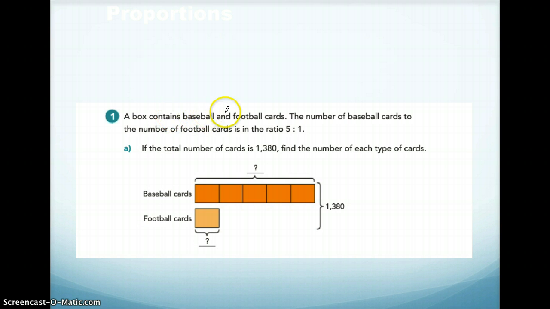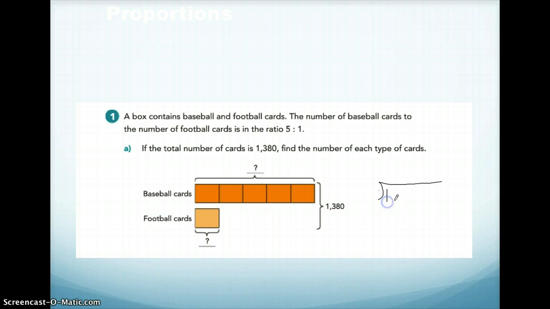So a box contains baseball and football cards. The number of baseball cards to the number of football cards is in the ratio 5 to 1. If the total number of cards is 1,380, find the number of each type of cards. Well, we draw it out because we know that the number of baseball cards to the number of football cards is 5 to 1. So we have to figure out what we need to divide this by. So if the total number of cards is 1,380, we know we need to divide it by 1, 2, 3, 4, 5, 6. We need to divide this by 6.